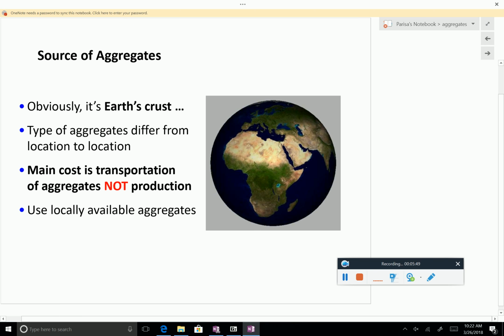Anyway, where do we get it? Well, of course, we get it from the earth somewhere. And remember, we always want to get it as locally as possible because cost is the number one reason we use it, and transportation is the number one factor in making it expensive. So, local.